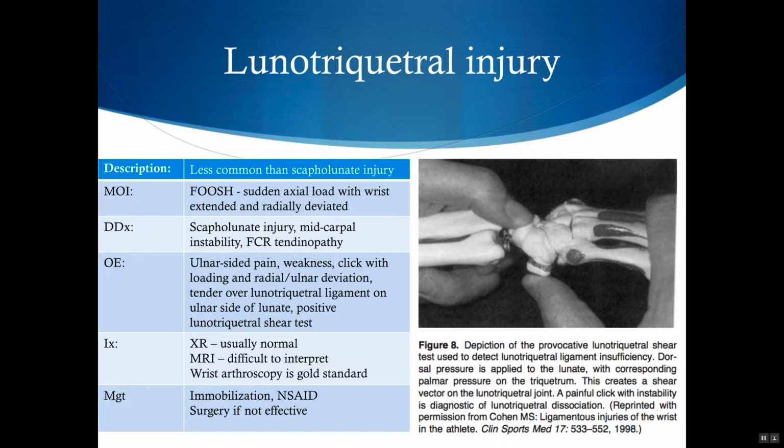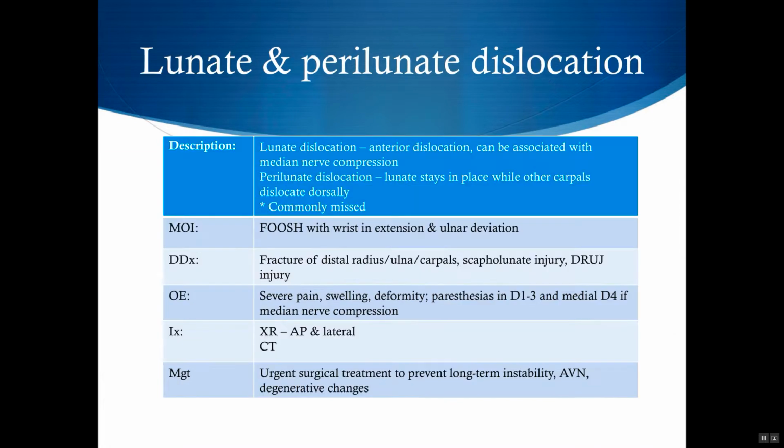The picture shows the lunotriquetral shear test, which is done by pushing dorsally on the lunate and on the palmar aspect of the triquetrum. A painful click is diagnostic. X-rays are usually normal, and MRI might be helpful, but arthroscopy is the gold standard for diagnosis in this injury as well. Lunotriquetral injuries are different from scapholunate injuries since they don't lead to progressive arthritis. They usually heal well with immobilization, but if symptoms are ongoing, then surgery is an option.